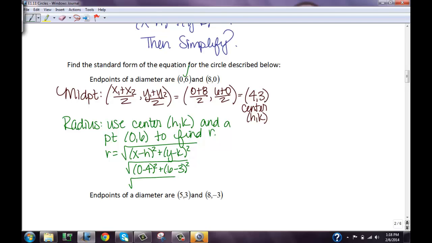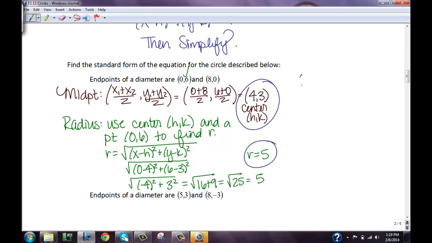And then I just simplify. So I end up with negative 4 squared plus 3 squared. And I'm just going to move over because I guess I can just do it right here. Which is the square root of 16 plus 9, which is the square root of 25, which is just 5. Okay, so that means that my r equals 5. So I know my center and I know my radius. So just like the last example, now that I know my center and my radius, I'm going to plug it into the standard form of a circle, and that will give me my answer.